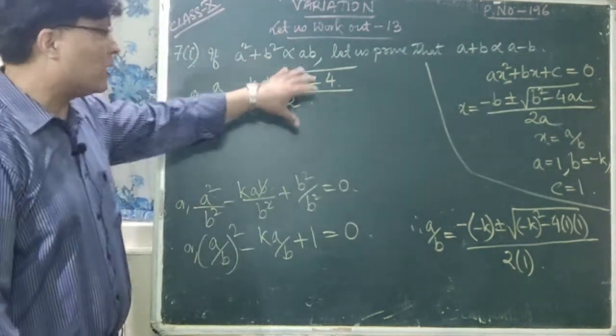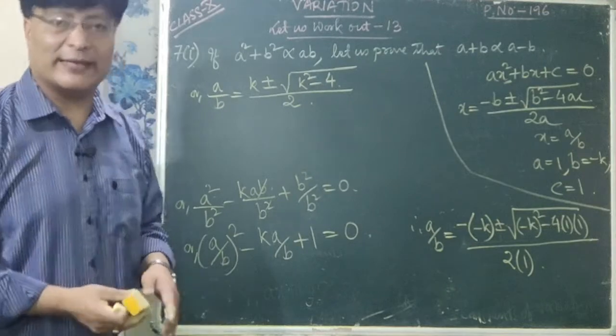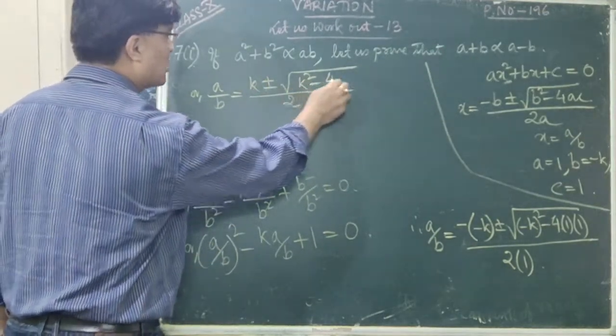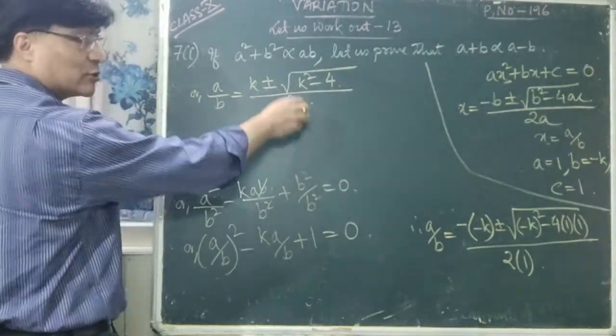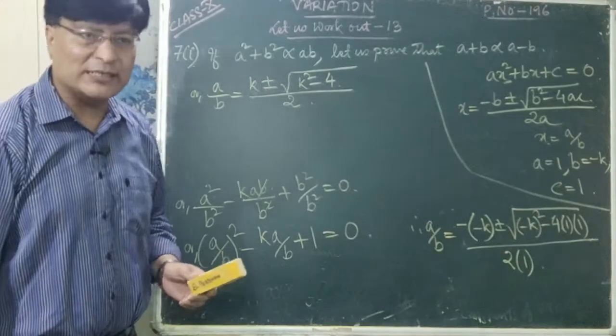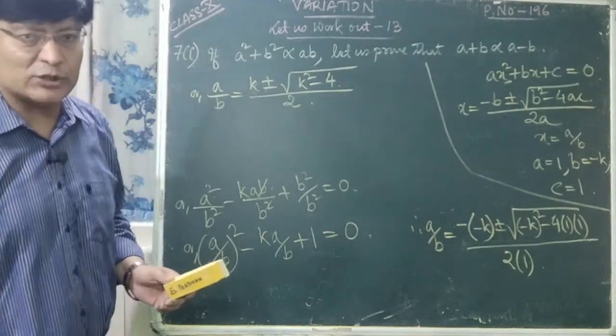So what can we say about the expression which is on the right hand side? k plus minus root over k square minus 4 divided by 2, what can we call it? It is a constant because here k is a constant quantity. k is a constant of variation, right?